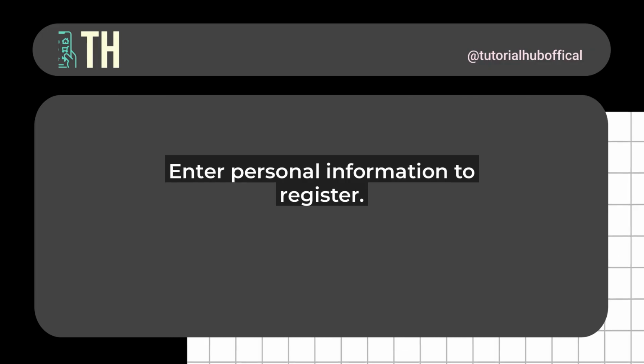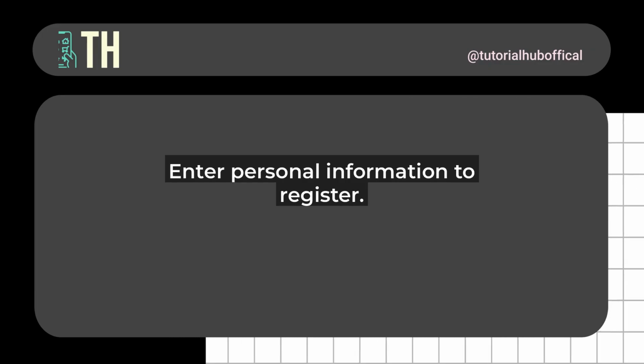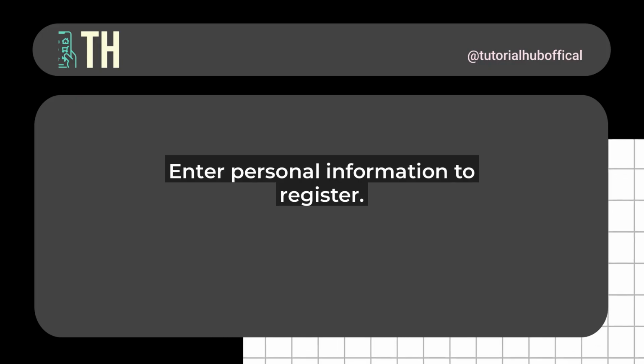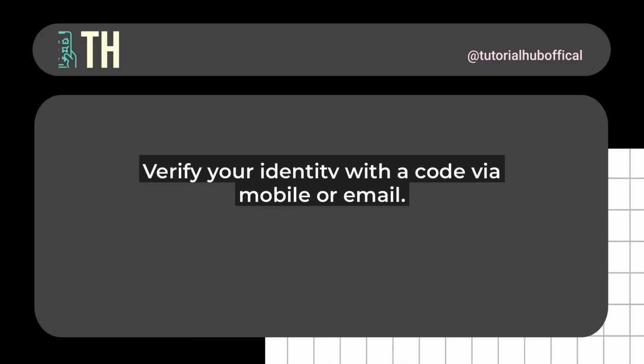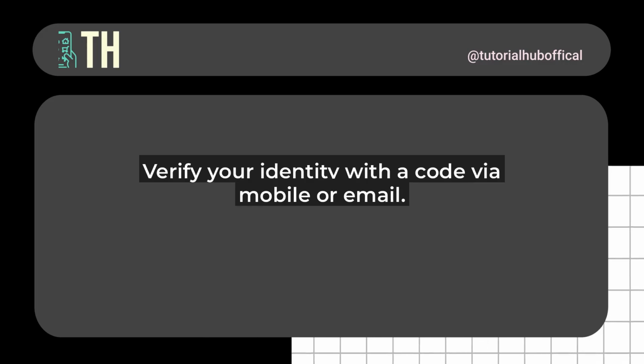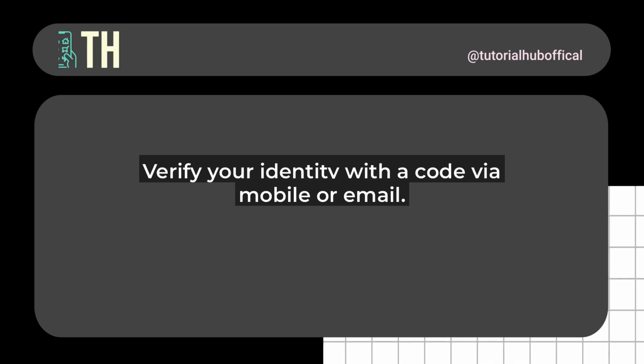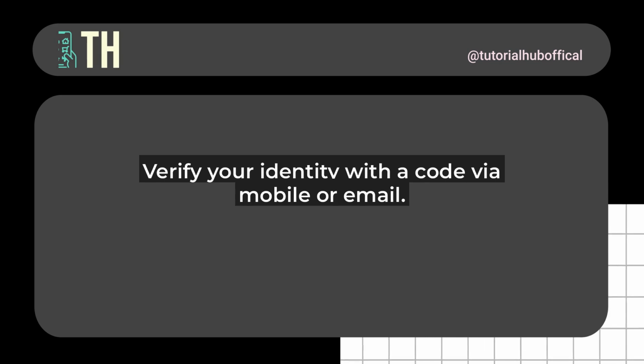Next, enter your personal details like your date of birth, account number, and sort code. Don't worry, everything is encrypted for security. After that, you'll get a verification code sent to your registered mobile or email. Enter it promptly to confirm your identity. This step is crucial to keep your account safe from fraud.